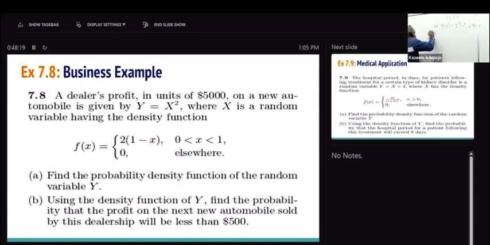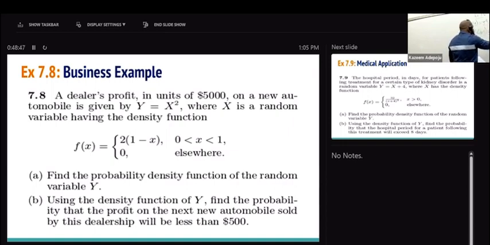Now for B, you want to find the probability of y less than 500, and you have 5,000 in the question. You see 5,000? What is the ratio of 500 to that? That would be 1 over 10. Then it means you want to find the probability of y less than 0.1. Oh, sorry, which means it's 0 to 0.1.